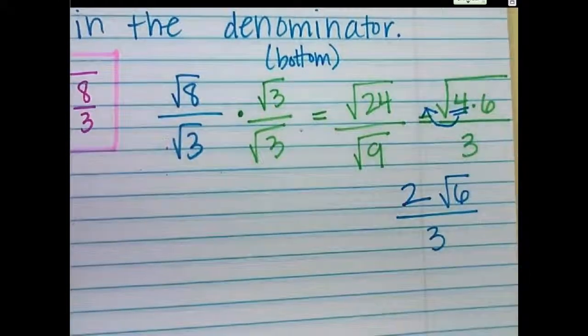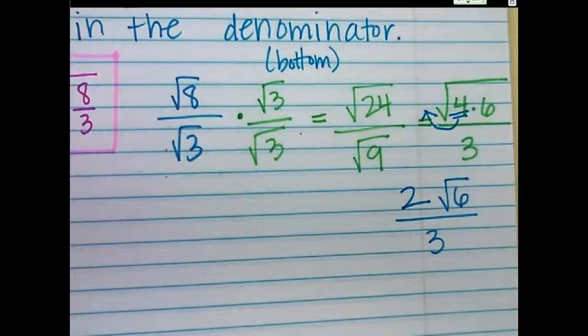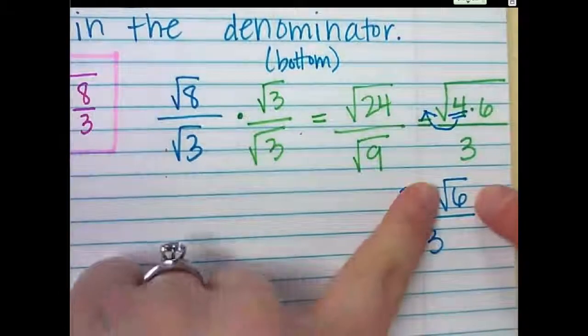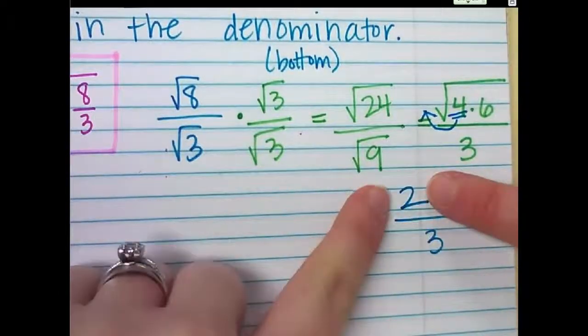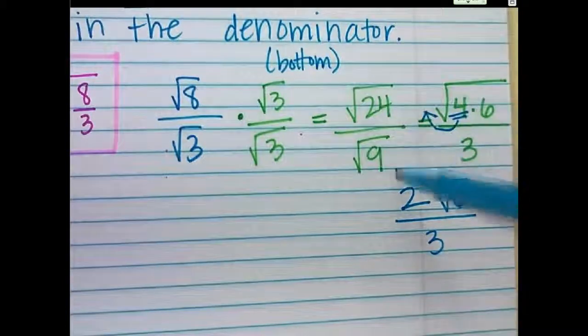Okay, now look carefully. Just like when we multiply numbers outside radicals and inside radicals, same thing here. I can't simplify this 6 and 3. If I could reduce the 2 and the 3, I would, but I can't, so this is my answer. I'm done.